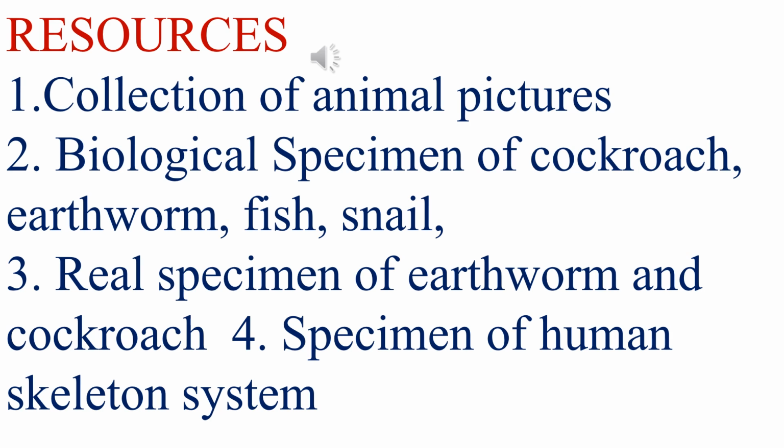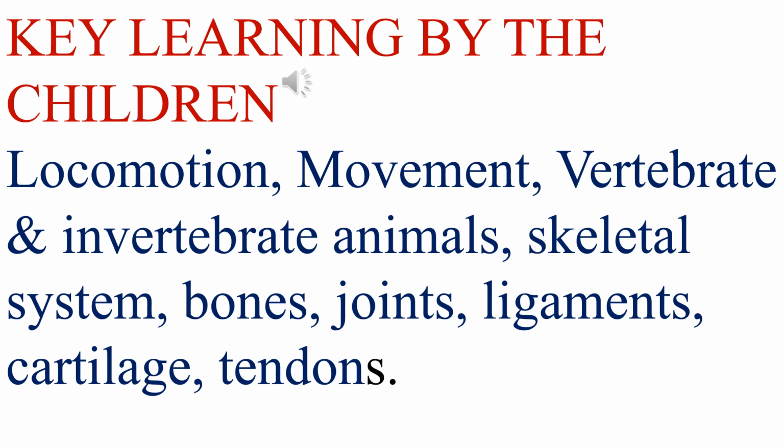And the fourth one is the specimen of the human skeletal system, which is in the lab. And what are the key learnings by the children in this lesson? The child may learn about locomotion, what movement is, and vertebrate and invertebrate animals, that is, animals which have bones and which do not have bones, and about the skeletal system in animals and the bones and their different types of joints, and what ligaments, cartilage and tendons are. So these are the learnings by the children.